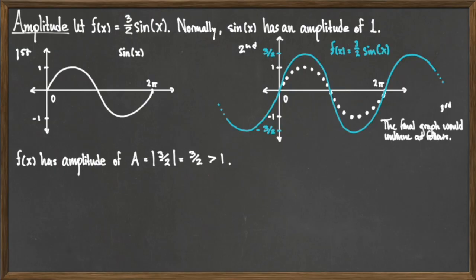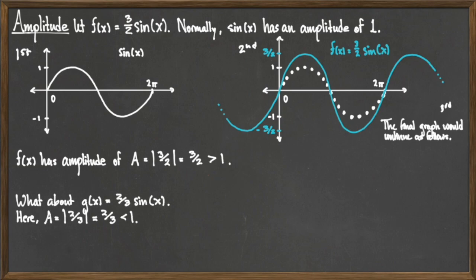Now I made it a point to mention that the amplitude is a number bigger than 1, which gave us a vertical stretch. Suppose now that I actually had the graph g of x equals 2/3 sine of x. The number 2/3, which is going to be the amplitude of this function, is less than 1. And whenever I have an amplitude that's less than 1, this actually gives me a vertical compression. So what we're going to see is our graph gets vertically shorter as opposed to the example that we just did where our graph got vertically taller.